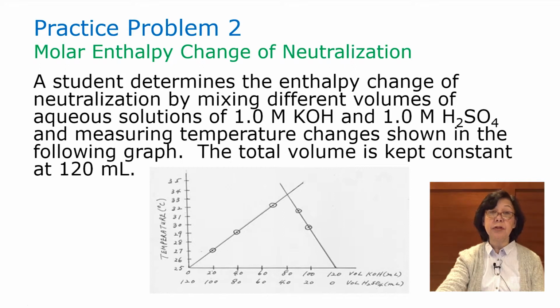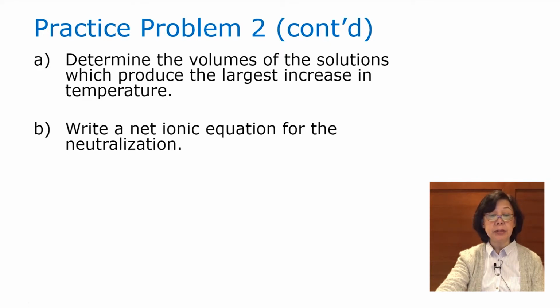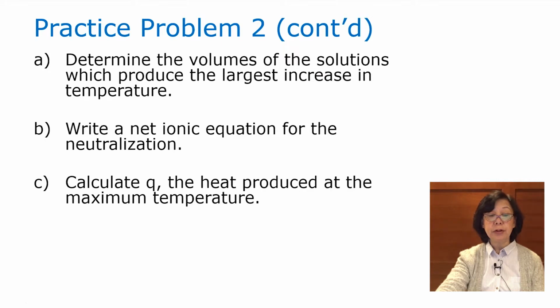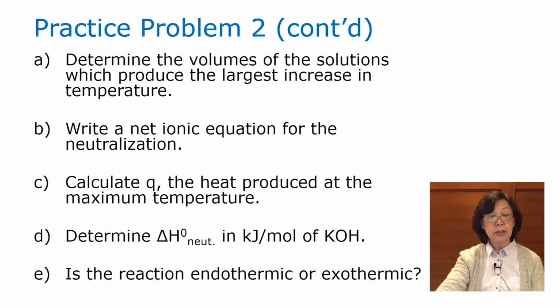This is called the method of continuous variation. For all the temperature data obtained, we plot two lines of best fit and let them intersect at a point which is equal to 80 ml of KOH mixed with 40 ml of sulfuric acid. Determine the volume which produced the highest increase in temperature. Write the net ionic equation for the neutralization, calculate Q, and determine the enthalpy change of neutralization per mole of KOH. Is it endo or exothermic?